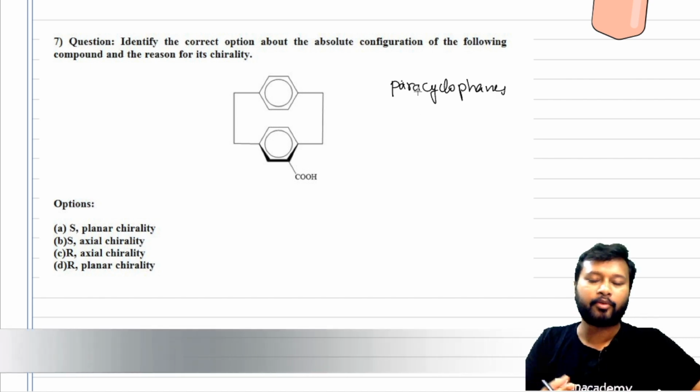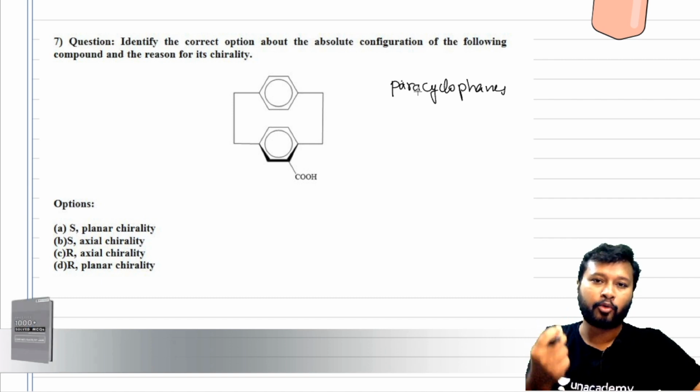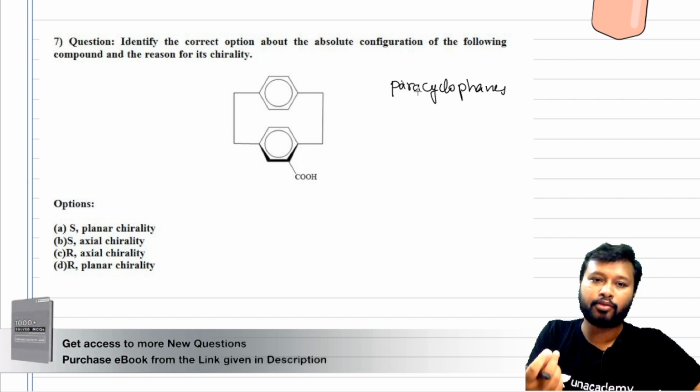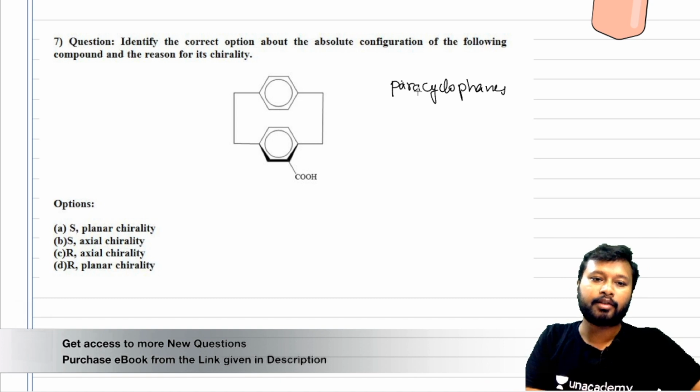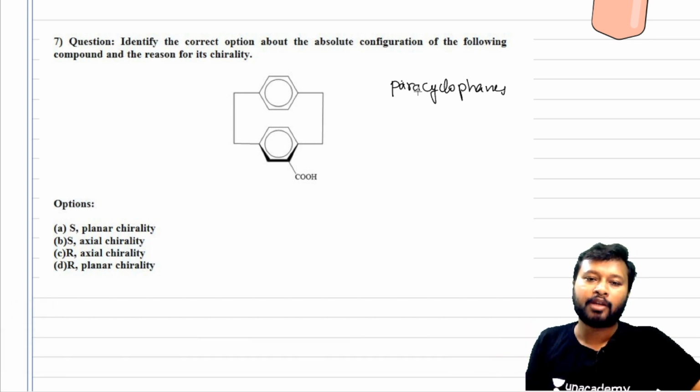See, there are various types of chirality: chirality due to a chiral point or chirality due to a chiral axis. Here the chirality is due to a plane. This is called planar chirality, or chirality due to a plane. What happens is that this benzene ring is a planar benzene ring, it's on the plane, whereas the second benzene ring is out of the plane. So this is not in the plane itself.